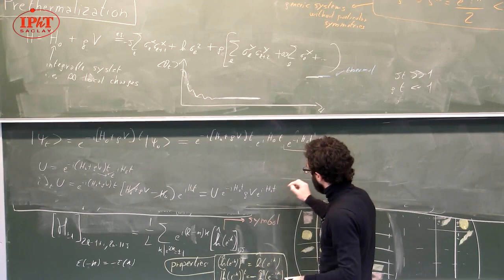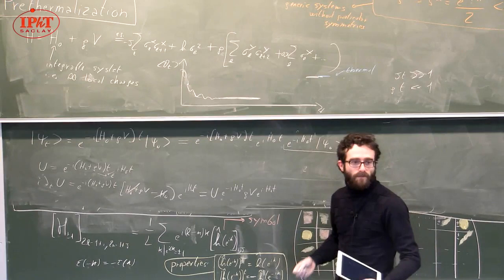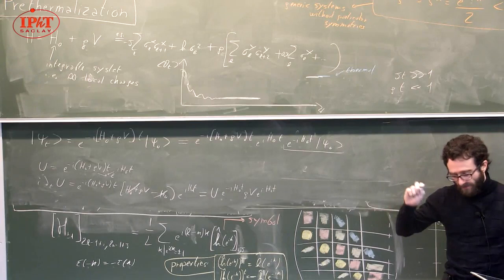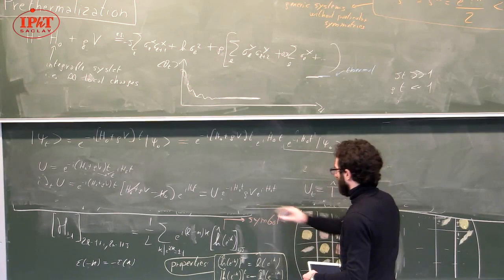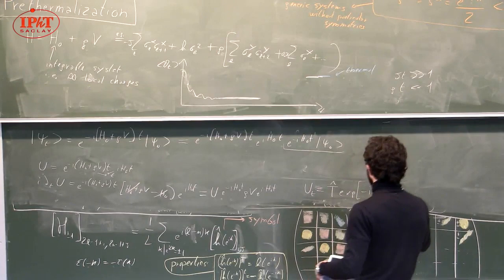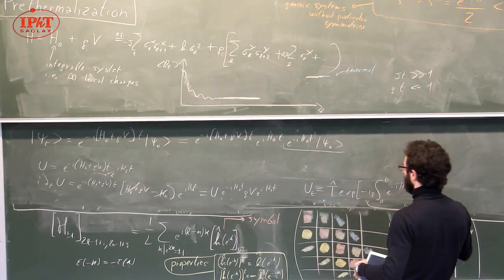The solution to this equation for the derivative with respect to time of U is equal to this. It's known. Actually, it's known in a formal way. So it can be expressed in terms of an anti-time-ordered exponential. So the solution is U of t equal to the anti-time order of the exponential of minus i, the integral from 0 to t of e to the minus i H0 tau, g V, e to the i H0 tau.